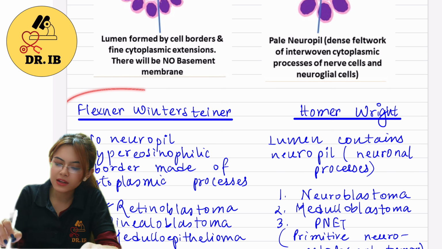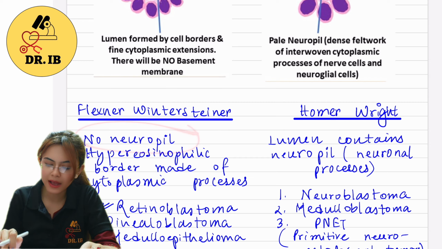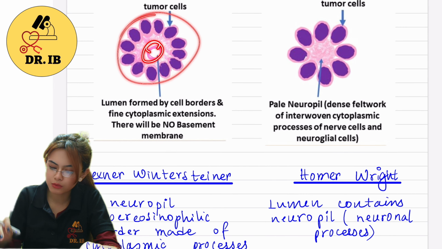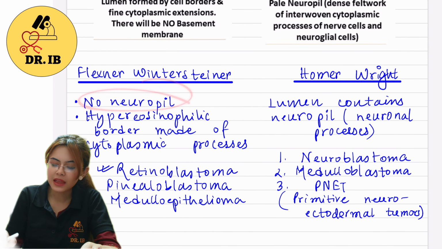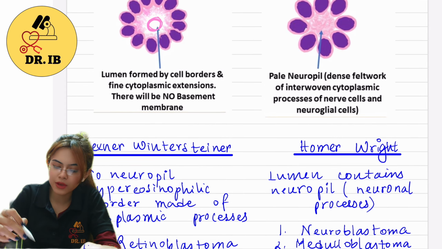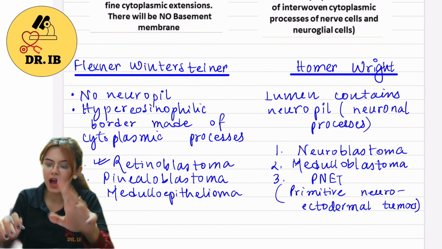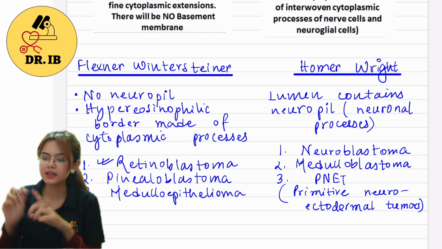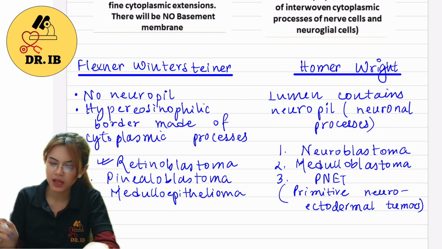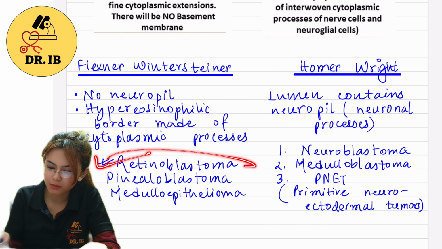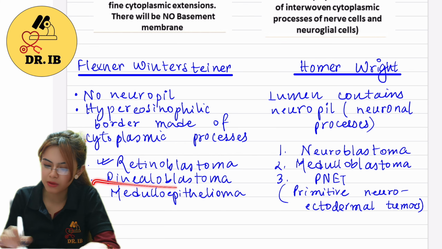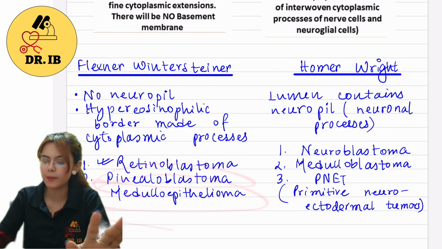Okay, so in Flexner-Wintersteiner there is no neuropil, as you can see in the center, and these are the tumor cells. So no neuropil. The hypereosinophilic border, as you can see, is made in the center by the cytoplasmic processes. Okay, so here a border is created. There is no accumulation of the processes. So the example is retinoblastoma. This is the best example, and then you also have pineoblastoma and medulloepithelioma.